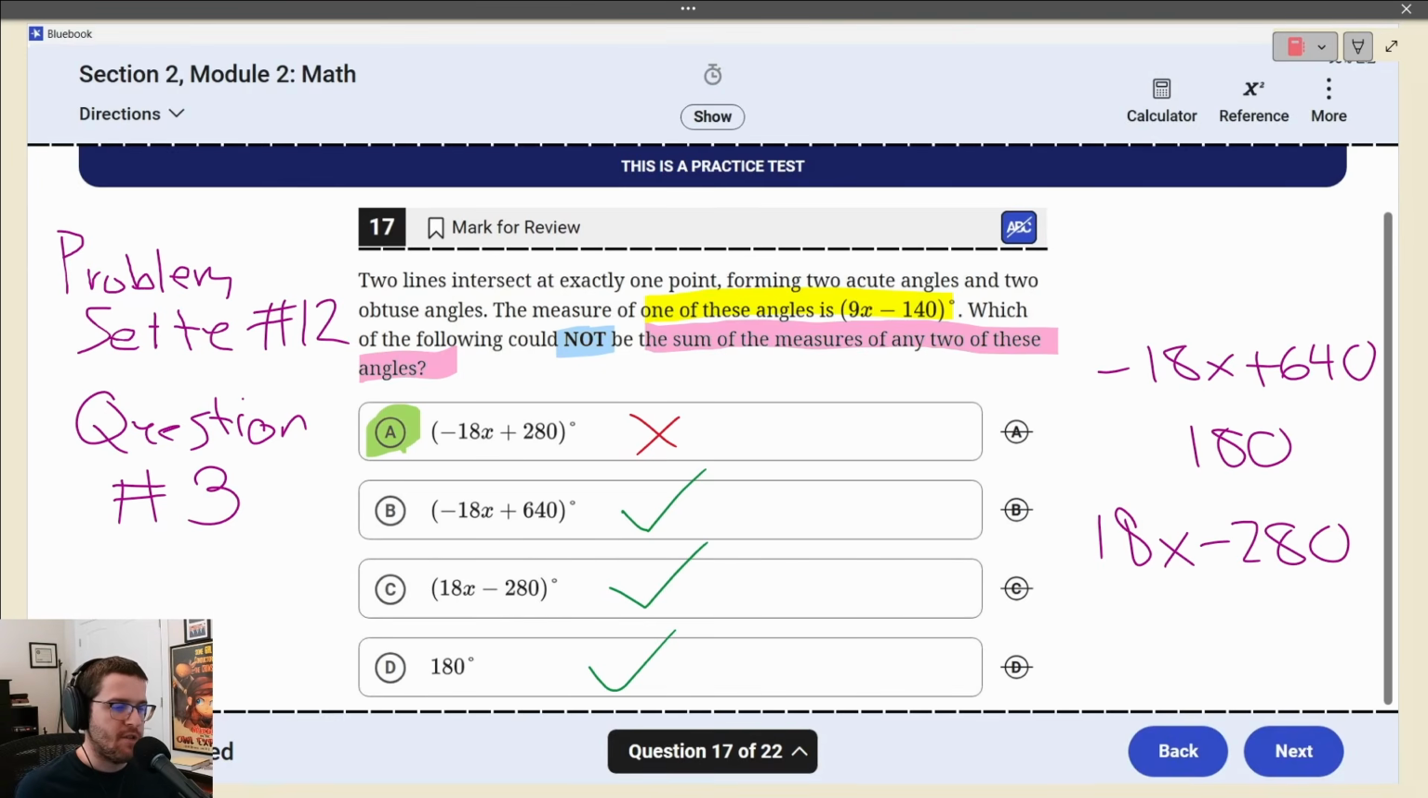So another way to do it, if you wanted to avoid some algebra, is to arithmetize. So we could come up with a number for x and then guess and check, and the math will become a lot easier. So why don't we go do that?